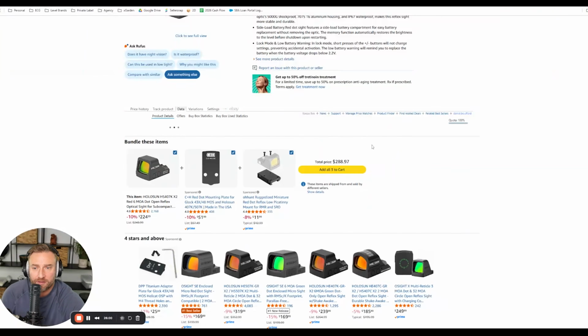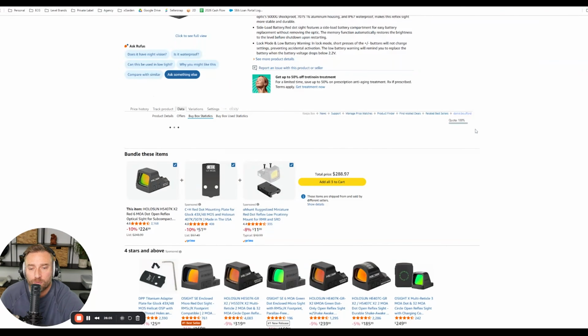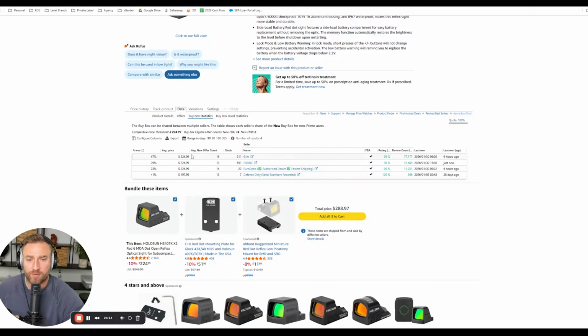I would also look to see how the buy box rotates on this, whether there's one really dominant seller or whether it rotates evenly enough. So let's take a quick look at that. It looks like one seller is getting almost 50% of the sales. Good for that person. But it looks like a couple others are also doing pretty well.